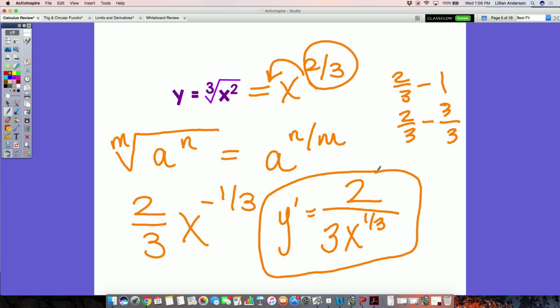If we had to take the derivative again, then yes, we would bring the exponent back up, but for just the first derivative, that's going to be our final answer. You don't negate. Here's the next one.